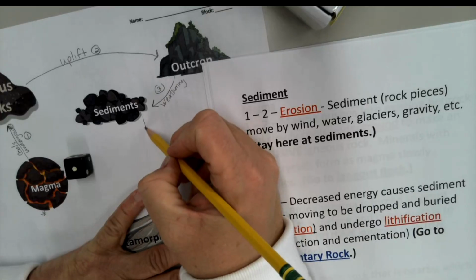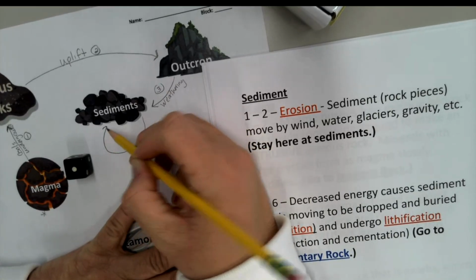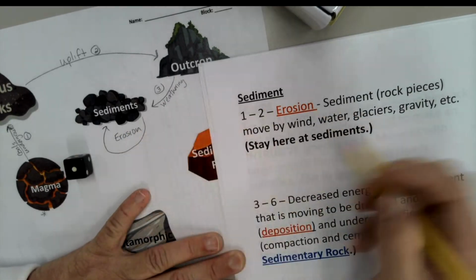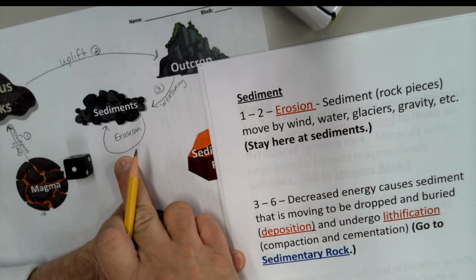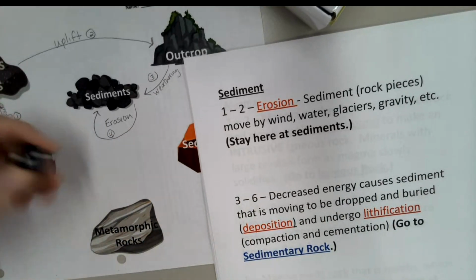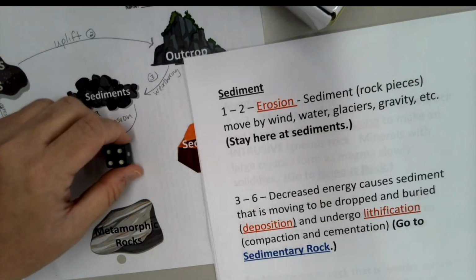So to show that, I'm going to draw an arrow that circles back on itself, a big loop. I'm going to label the process erosion because that's what's in red. And this is my 4th go around, so I'll put a 4 there. Then, because it told me to stay here, it's still in sediments, I'm going to roll again.